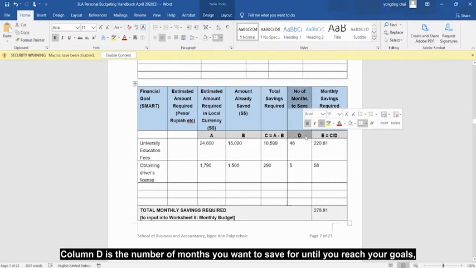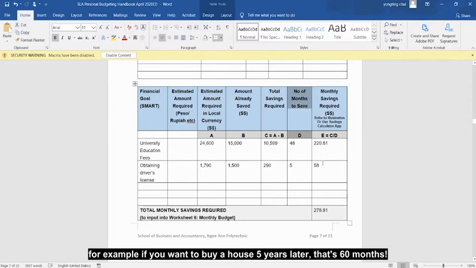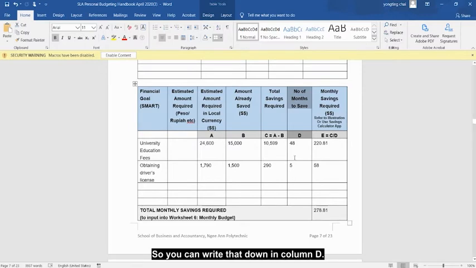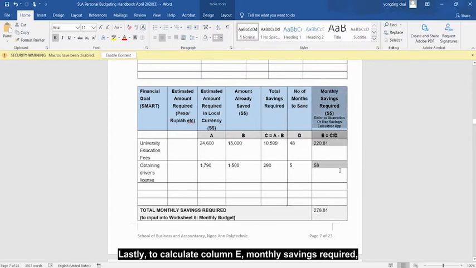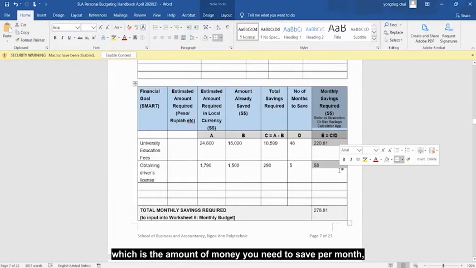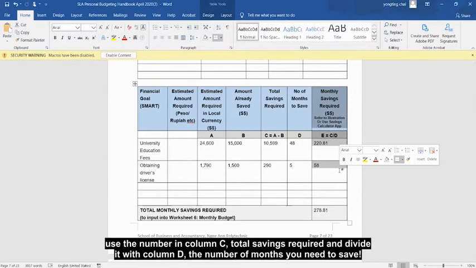Column D is the number of months you want to save for until you reach your goals. For example, if you want to buy a house 5 years later, that's 60 months. So you can write that down in column D. Lastly, to calculate column E, monthly savings required, which is the amount of money you need to save per month, use the number in column C, which is the total savings required, and divide it with column D, the number of months you need to save.